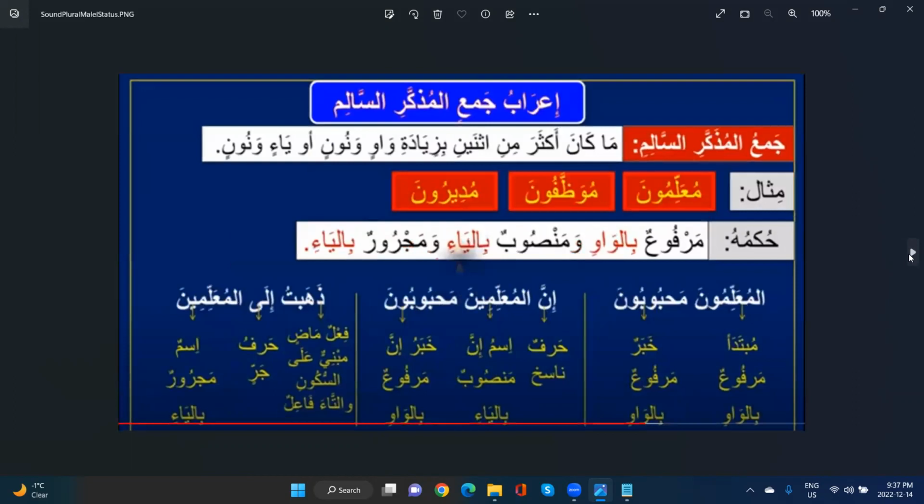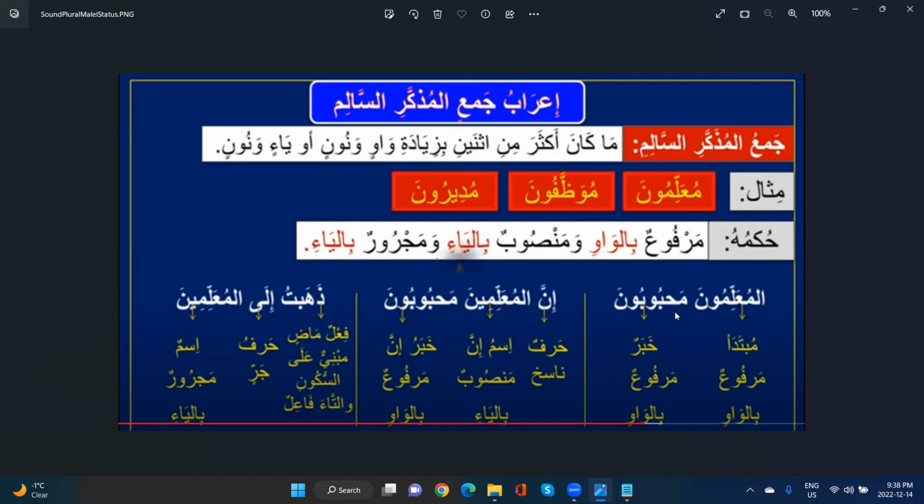Okay. Now let's look at Jama Muzakkar Salim. What is Jama Muzakkar Salim? For example, we have ma kana aksara min isnaini, anything which is more than two, biziyadati waw wa noonin, the una sound, like muallimuna, and ya'in wa nunin, meaning muslimina. Muslimuna, muslimina. Maini is the dual sound. So what is the hukum? The hukum is marfu'un bil waw and noon, wa mansubun bil ya, wa majrurun bil ya'i.